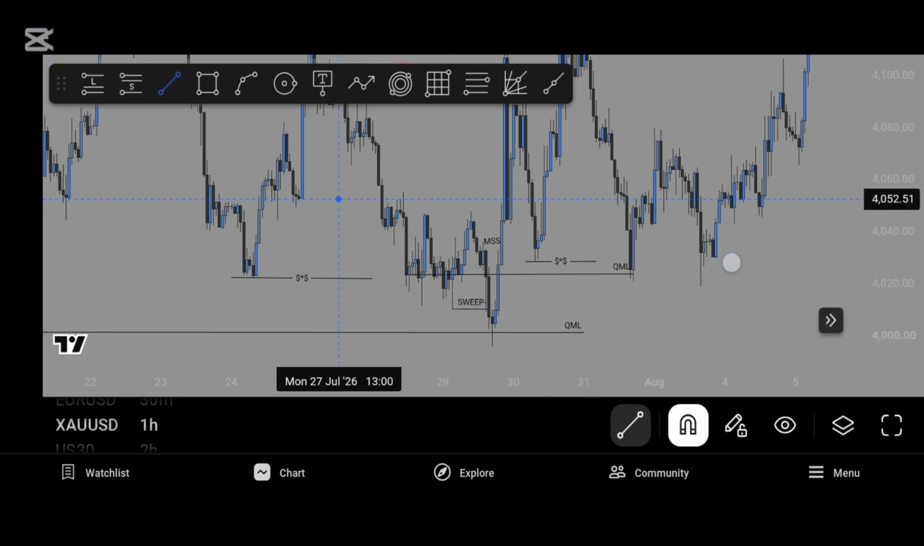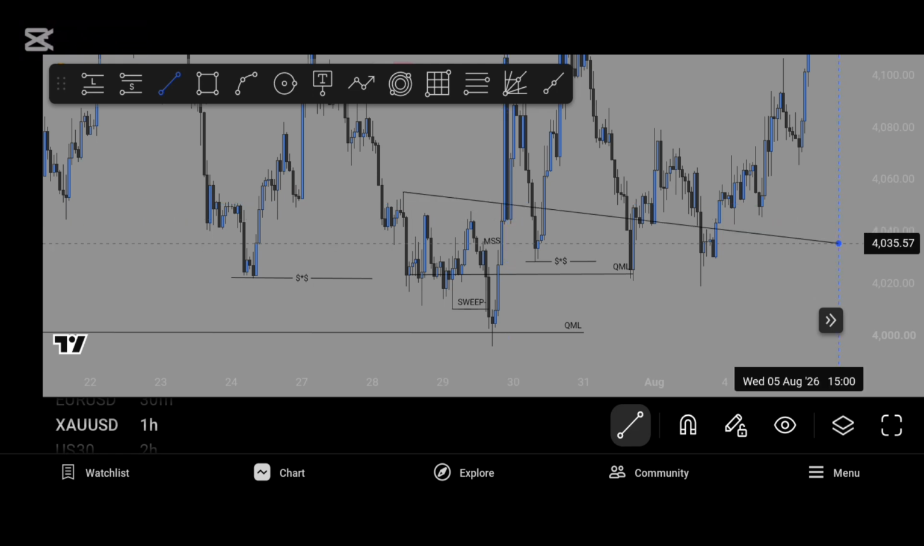Okay, let's put our magnet back. So here it gave us a breakout structure, over here.